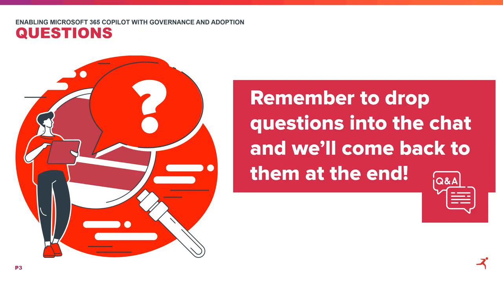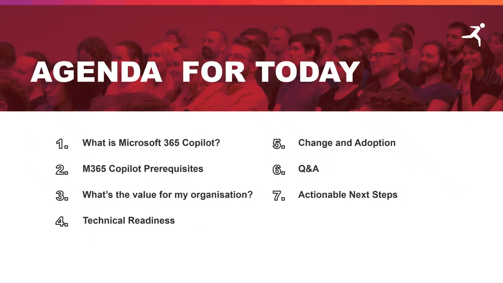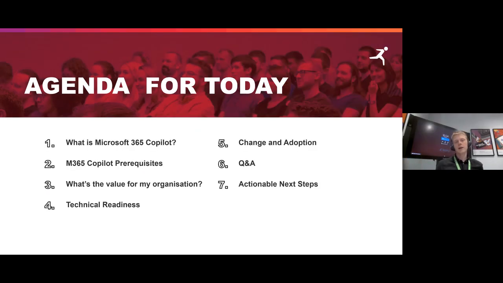So let's take a look at what we are going to cover today. First of all, we're going to go through a very quick reminder of what Microsoft 365 Copilot is. Then we're going to take a look into the prerequisites for organizations to enable Copilot. We're going to look at the question of how to actually tackle the value for the organization of enabling Copilot. We're going to do a little bit of a deep dive into the technical readiness aspect. And then we're going to talk about change and adoption, go through Q&A, and then come back to probably the most important bit, which is actionable next steps, like how do I start?